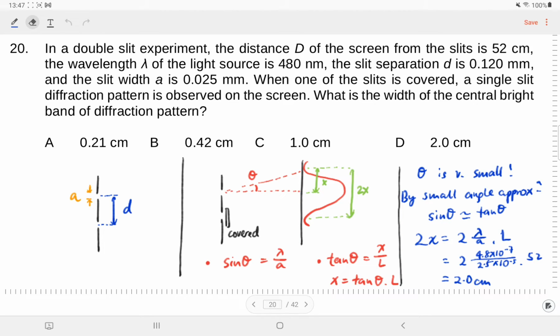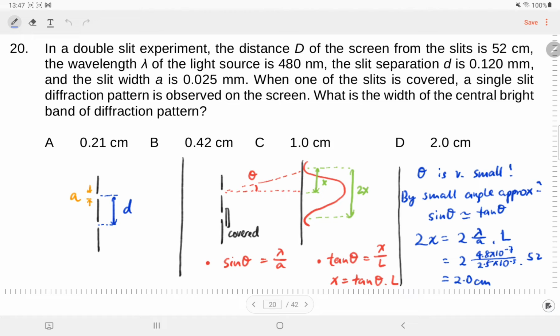In this question, we have a double slit setup. So we are given some parameters of the whole setup. We are told that when one of the slits is covered, a single slit diffraction pattern is observed, which is obvious. So what is the width of this central bright band of the diffraction pattern? Let's go through the setup first.